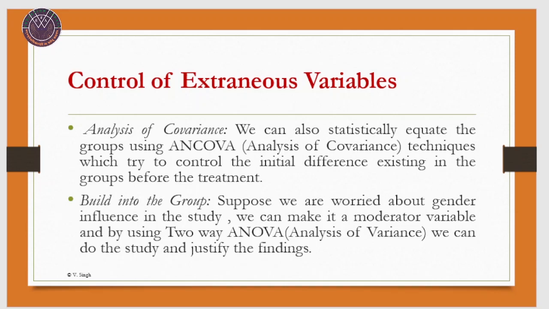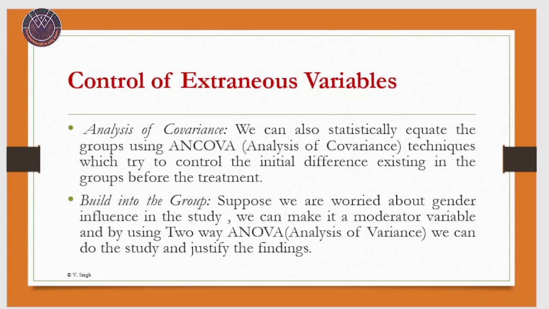In another way, suppose that some unique characteristics existing within the group are very much detrimental to the study findings. Then how to manage that? Here suppose we are worried about the gender influences, that is, different gender students in the groups. Then how to manage it?